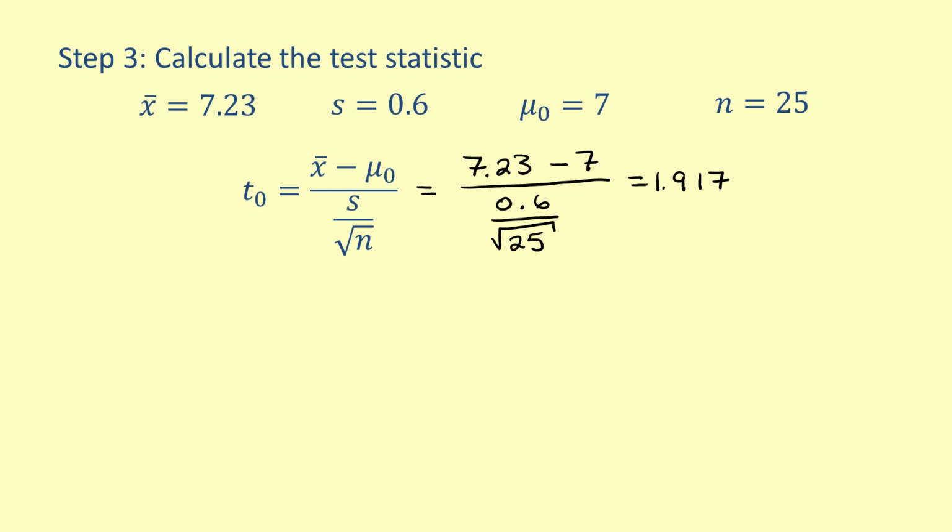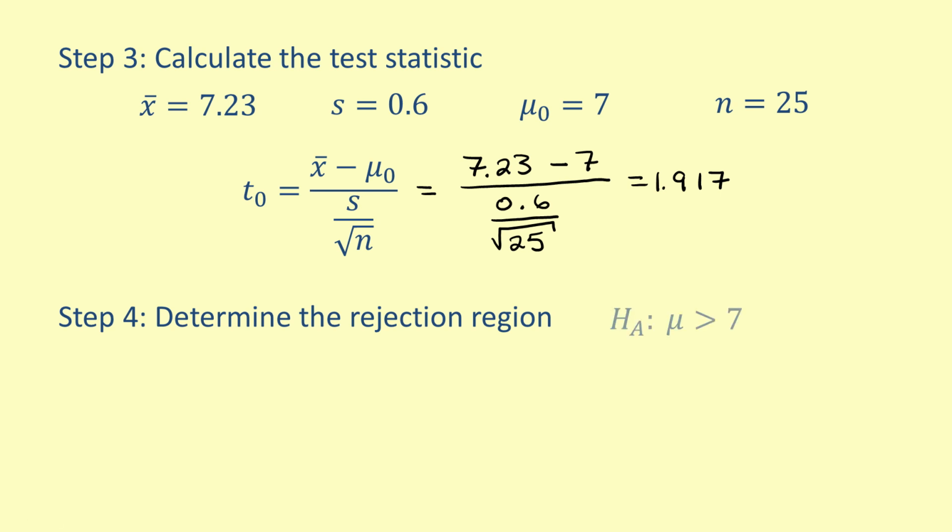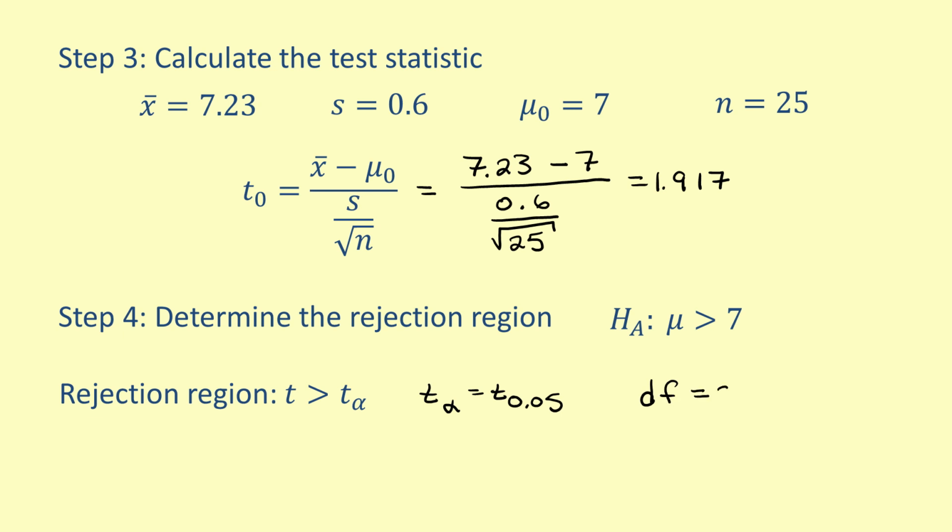To use the critical value approach, we need to determine the rejection region. Since the alternative hypothesis is mu is greater than 7, this is a right-tailed test with a single rejection region t greater than t sub alpha. Using the given level of significance, the critical value is t sub 0.05. The degrees of freedom are n minus 1, which is 24.